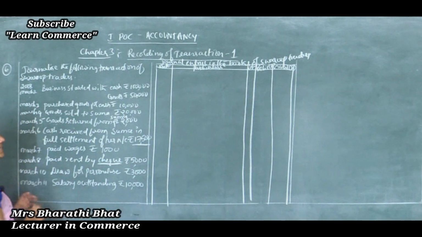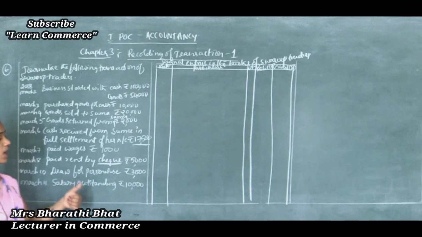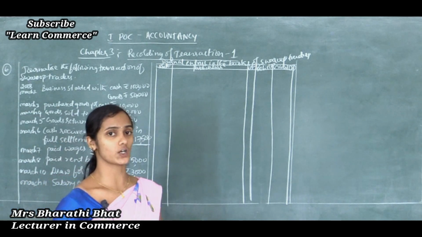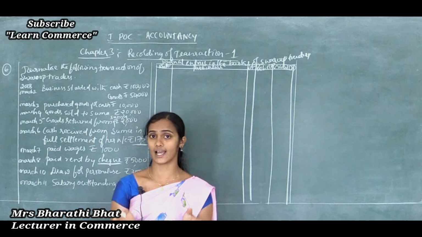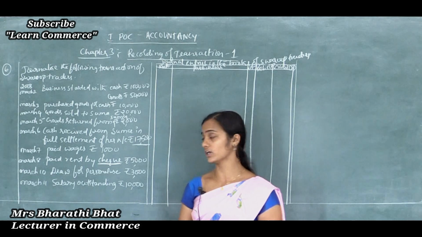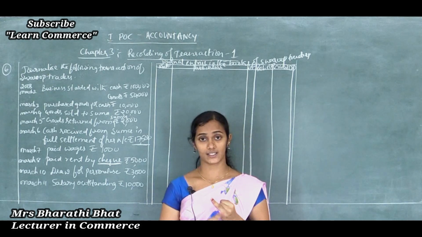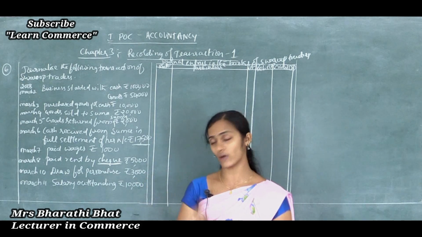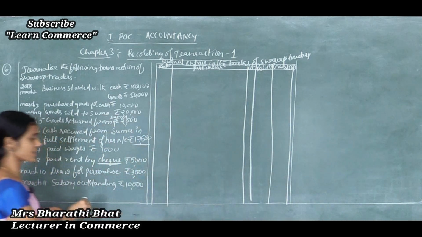And the next one is salary outstanding. Salary outstanding means what? Last month's salary not yet paid. So it is considered a liability for the organization. So salary outstanding, how can we record? Salary means expenses. Increase in expenses is to be debited. Again, one more account here is outstanding salary.